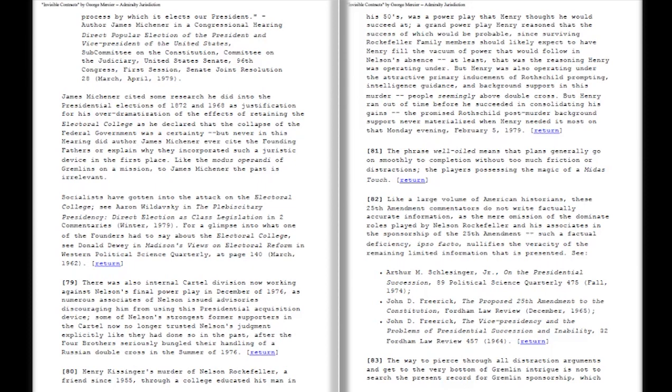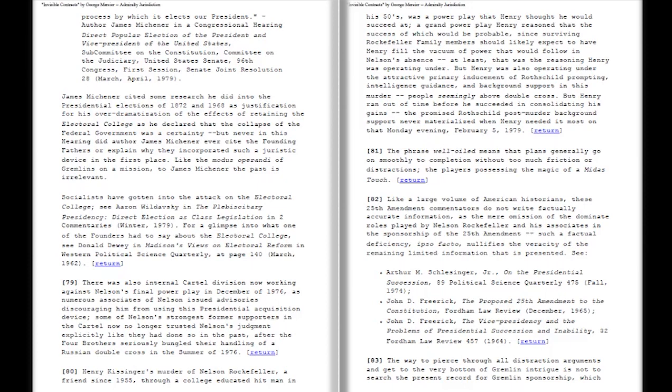Return. 80. Henry Kissinger's murder of Nelson Rockefeller, a friend since 1955, through a college-educated hitman in his 50s, was a power play that Henry thought he would succeed at, a grand power play Henry reasoned that the success of which would be probable, since surviving Rockefeller family members should likely expect to have Henry fill the vacuum of power that would follow in Nelson's absence. At least, that was the reasoning Henry was operating under.